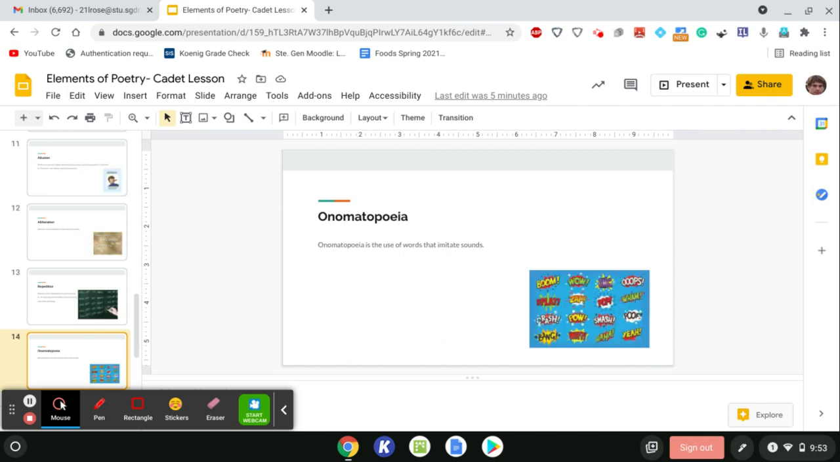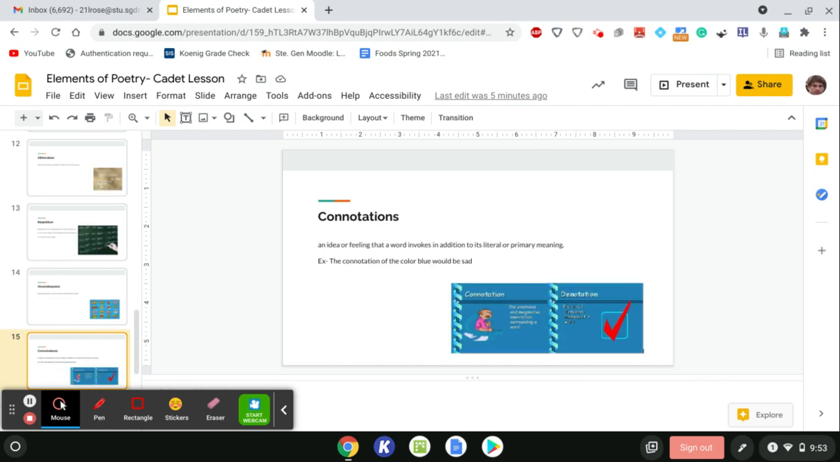Onomatopoeia. An onomatopoeia is the use of words that imitate sounds. Connotation. A connotation is an idea or feeling that a word invokes in addition to its literal or primary meaning, and the connotation of the color blue would be sad.